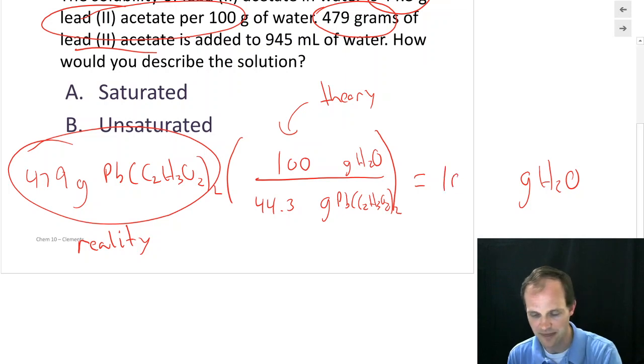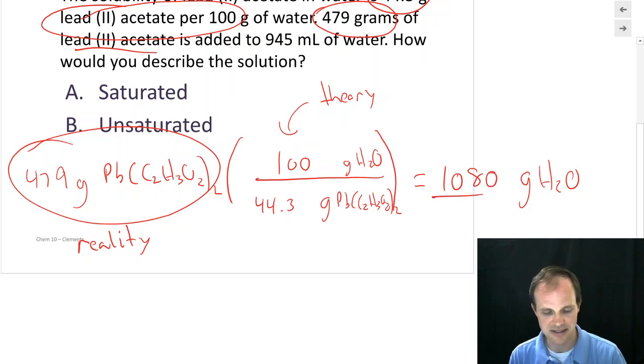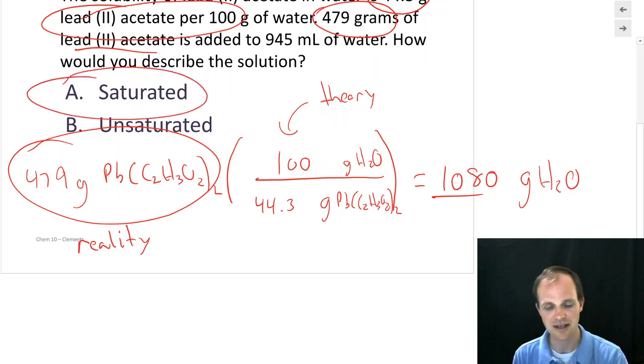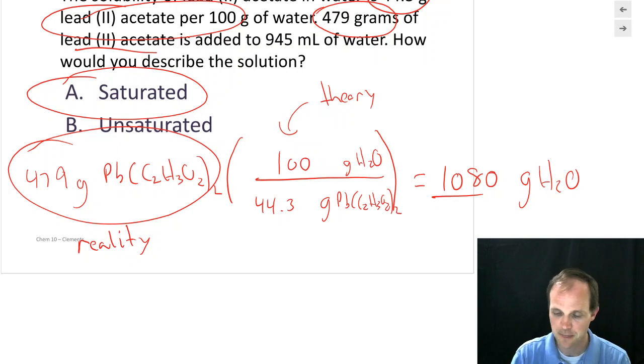I get 1,080 grams of water with my 3 sig figs, not 108. Remember, we have to carry down that 0. So we get 1,080 grams of water. That's how much I need. I only have 945 milliliters. I don't have enough water, which means not all of it's going to dissolve, and I have a saturated solution. Again, you want to write down that logic if you were writing this down completely, but I just said it out loud for you guys.